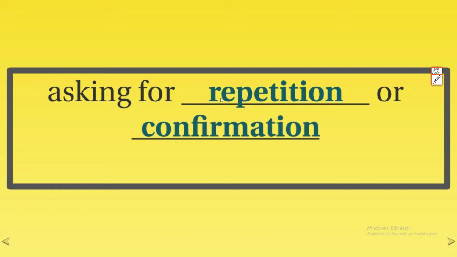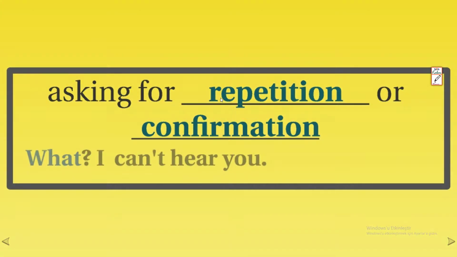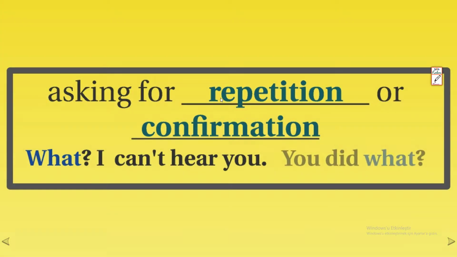Or confirmation. Okay, confirmation. What? I can't hear you. As you see, I repeat myself. What? I can't hear you. What did you say? Can you please repeat that again? And you did what? Tell me, you did what? For example, I tell you that you're a liar. You did what? I can't hear you. Did you say you are a liar?